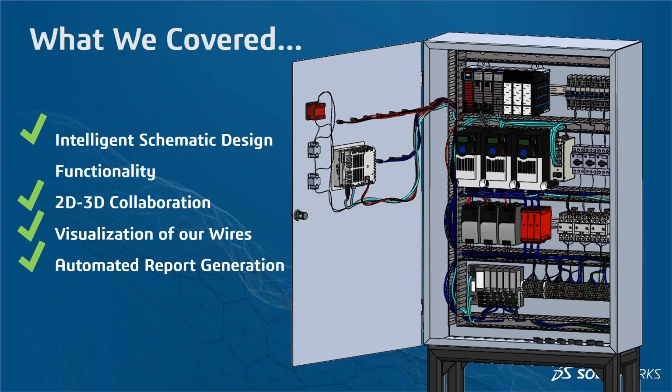But what we covered, the intelligent schematic design functionality, the 2D to 3D collaboration, the visualization of our wires. You can see in that image that we have on the screen right now, those are the full solid route. That's what it would look like, not just the sketch lines. And then of course the automated report generation, which is awesome, right? You don't have to sit in front of Excel, like I said at the beginning, for 6 days, making sure you've ordered all the right parts and creating new tables and everything else.